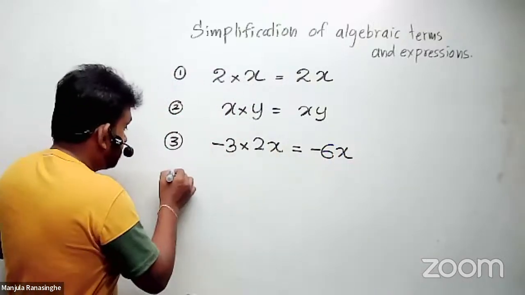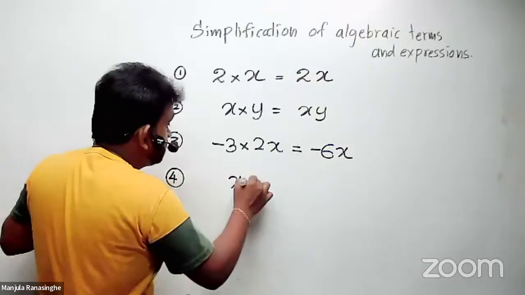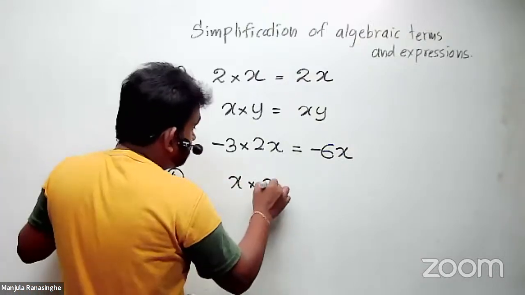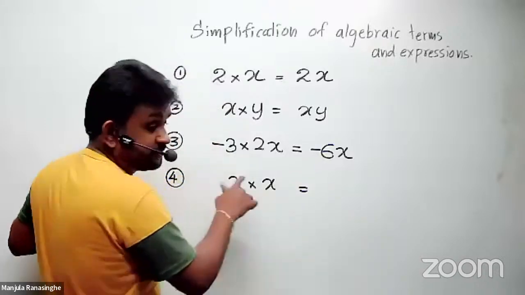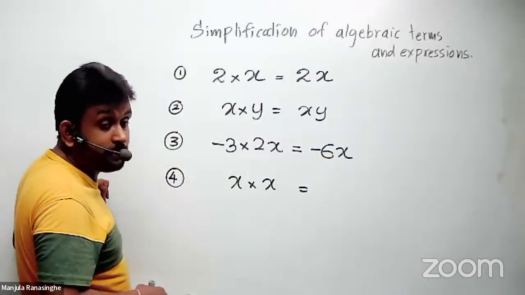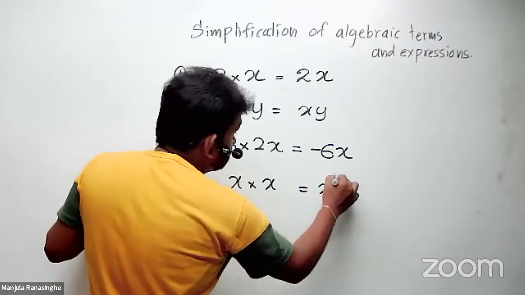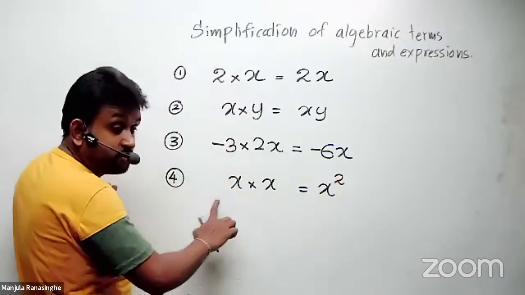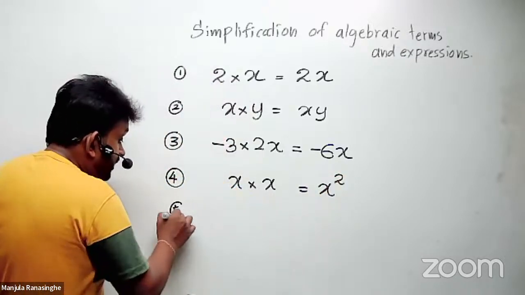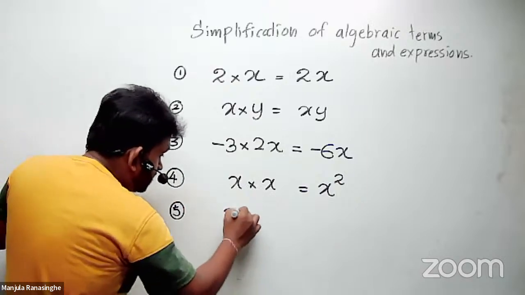Okay. Then imagine here we have x into x multiplication. So that gives you x to the power 2, right? Like x squared, x into x.